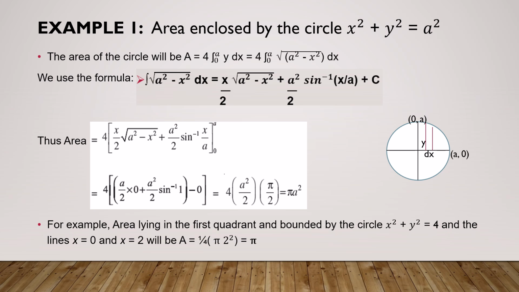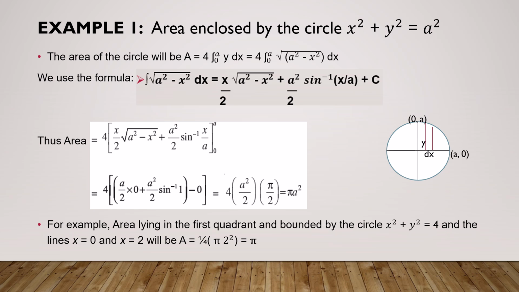From the equation of this circle x square plus y square is equal to a square, y will be equal to root of a square minus x square. We already know the integral of root of a square minus x square. So when we put it in this, you will be getting x by 2 root of a square minus x square plus a square by 2 sin inverse x by a. First put the value of x as a, then put the value of x as 0.